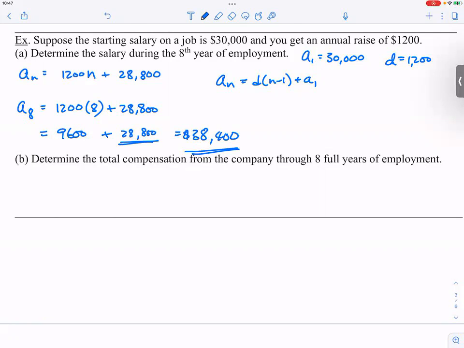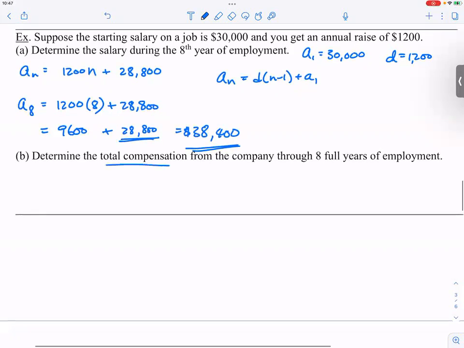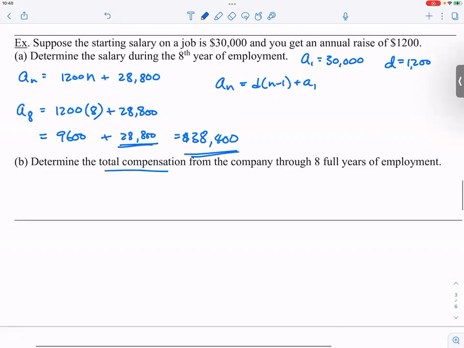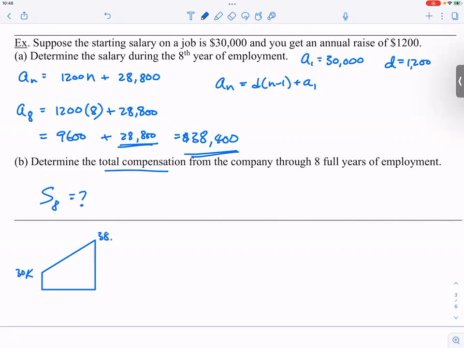And then we say, all right, go ahead, part B. Well, how much did the company pay you over the 8 years altogether? Well, you add up the first term, second term, all the way to the 8th term. So basically you're finding a series. So what's S8? That's asking you, what's S8? So the way you can visualize it is that, again, you think about a trapezoid. Okay, so you have 30K, and then you have 38.4K, and over a span of 8 years. And we say, go ahead, find out the total.